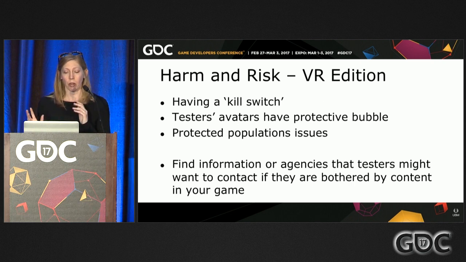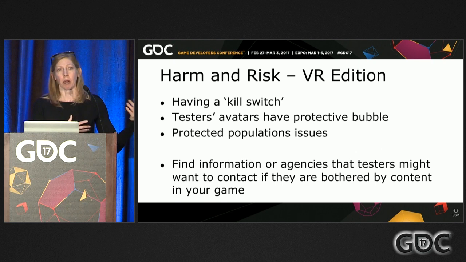Have a protective bubble around people's avatars, whether it's because they're playing with other people or even potentially with NPCs. So remember, the virtual human, people felt bad about hurting the virtual human. So it may be the case that they feel bad about being attacked by an NPC. And again, protected populations, which I can deal with in the Q&A if you're interested.